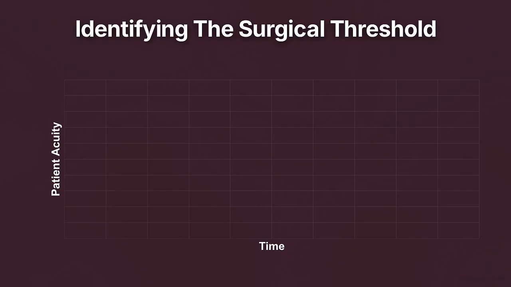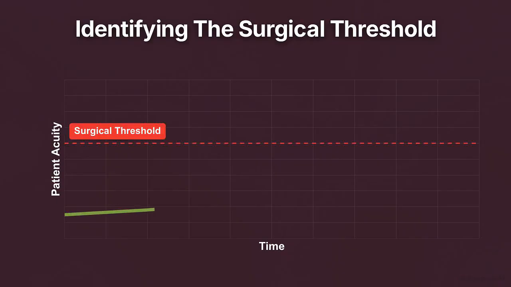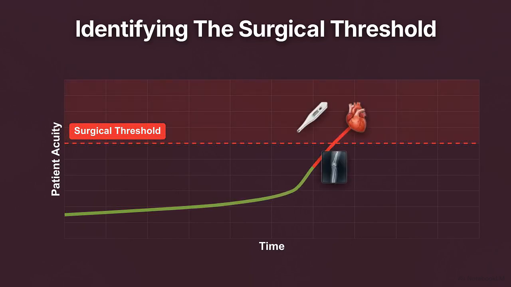Managing the acute abdomen relies on identifying the exact threshold where a stable patient decompensates, using the trend of the vitals and the findings on imaging to pinpoint the moment a medical case becomes a surgical one.